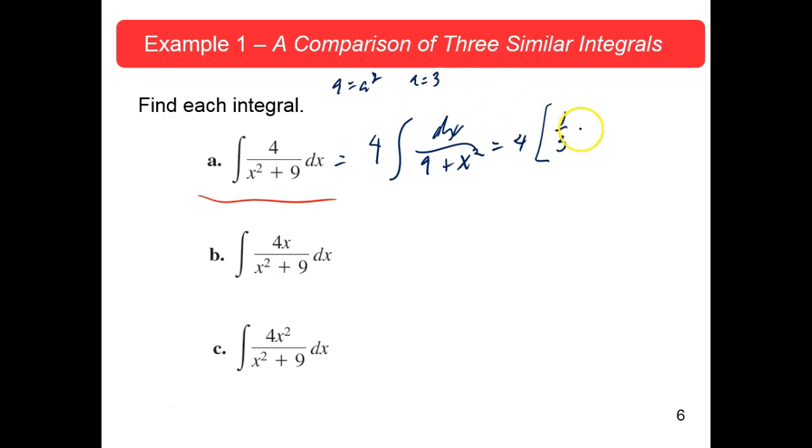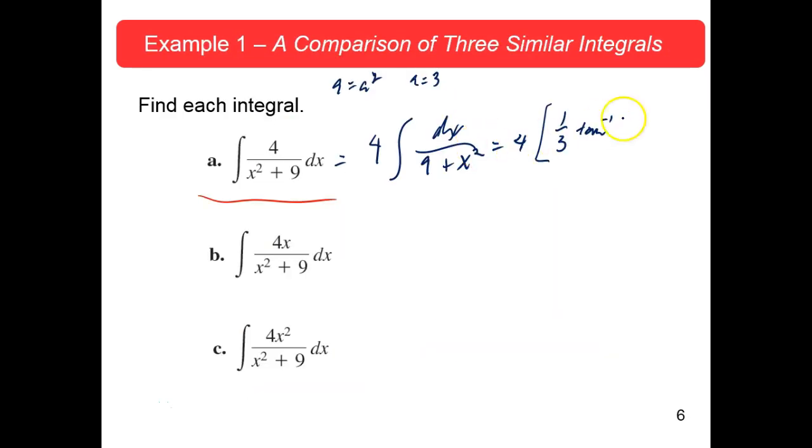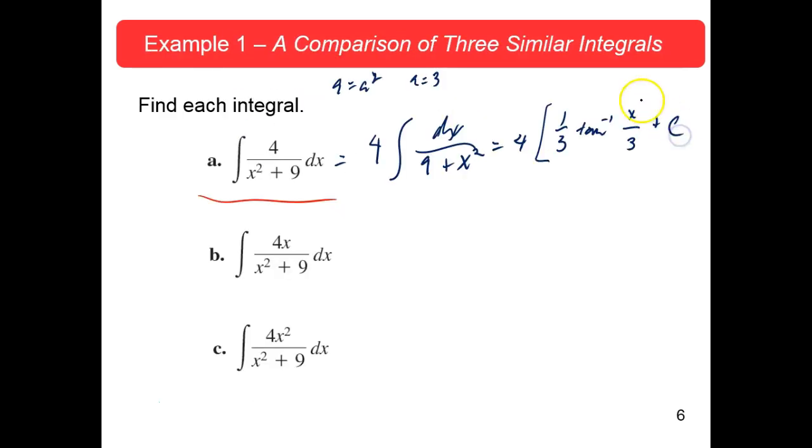Arc tangent. I prefer inverse tangent just because it's easier to write, okay? Means the same thing. Of u over a, well, our u is their, our x is their u, so x over 3, okay? Plus c. Okay? So the answer is 4/3 inverse tangent of x over 3. Okay? Using the table. Later we'll see how to get it without using a table. But you need to know how to use a table.